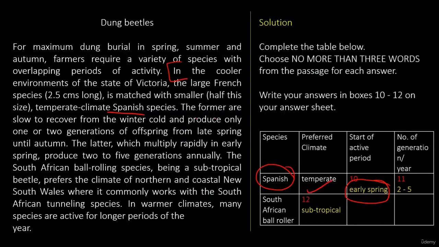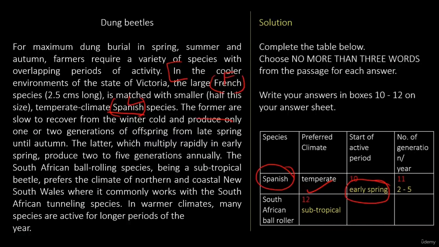The former means this is a way of writing former and latter. In the earlier sentence we have information, former equal to first and latter equal to second one. So this is our former and this is our latter. That means first one and second one. So the former means French species are slow to recover from the winter cold and produce only 1 or 2 generations of offspring from late spring until autumn. They mention the time. That means we have to look for this information for the latter, because we have been asked start of active period for Spanish. The latter, which multiply rapidly in early spring, produce 2 to 5 generations annually.